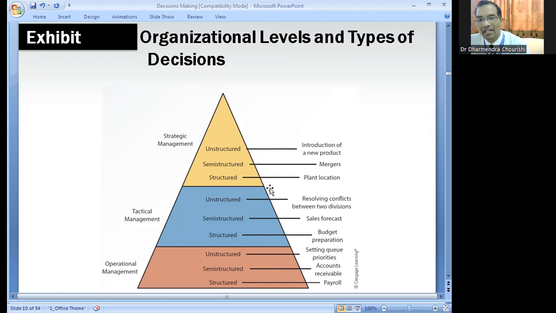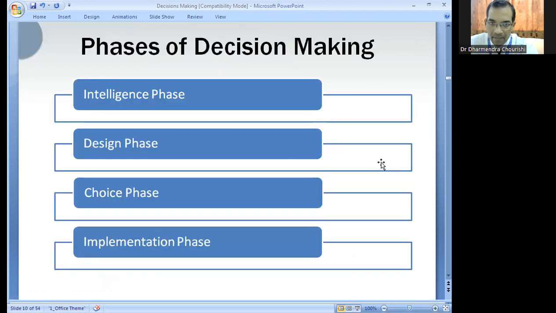Likewise, in tactical management, you will have budget preparation, sales forecast, and resolving conflict between 2 divisions, which will be in the unstructured decision-making system. Likewise, in strategic management, plant location, mergers, and introduction of new products will come under strategic management and the different types of decision-making systems.